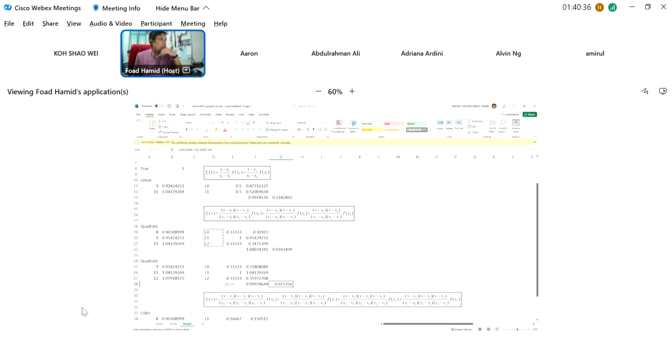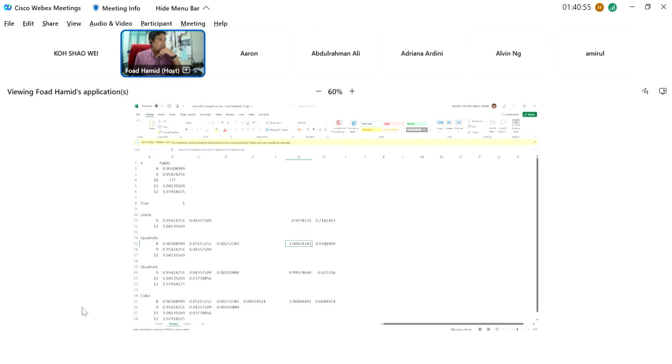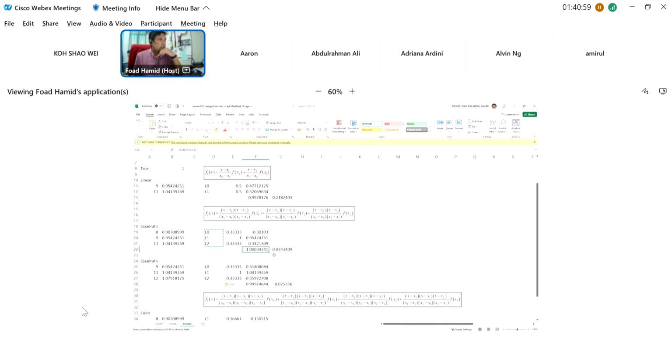What happens is that we increase the order from linear to quadratic, first order to second order, and we reduce the error from 10 to the minus 1 to 10 to the minus 2. Okay, and again, this is the same one as the Newton divided difference, 0.034. Okay, 0.025 for this.